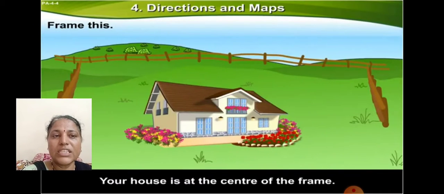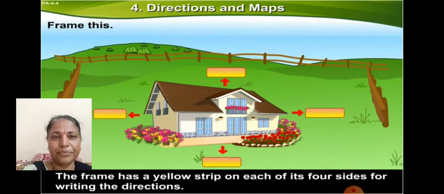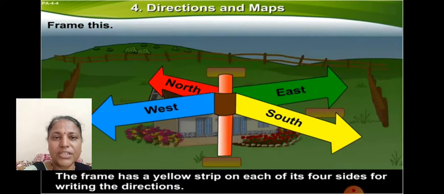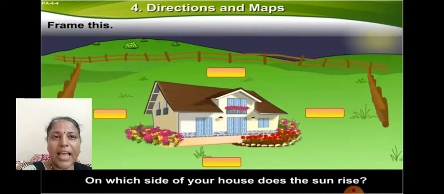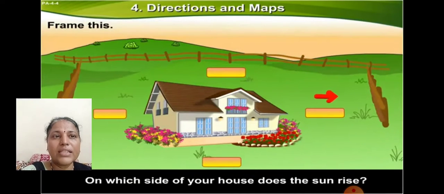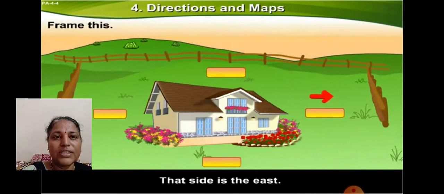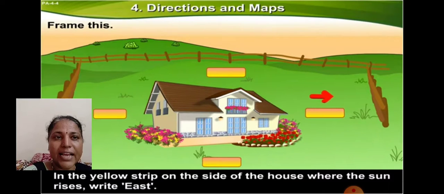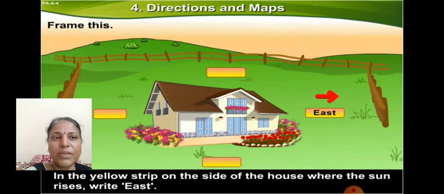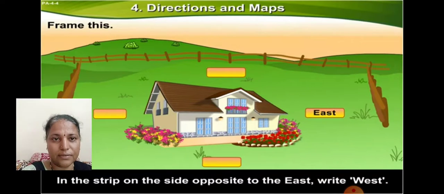A large frame is given below. Your house is in the center of the frame. This frame has a yellow strip on each of the four directions, for writing the directions: east, west, north, and south. Look at this picture, students. On which side is the east? The arrow shows the east direction, because on this side is the sunrise, that is the east direction. So you fill in the slate as east direction.